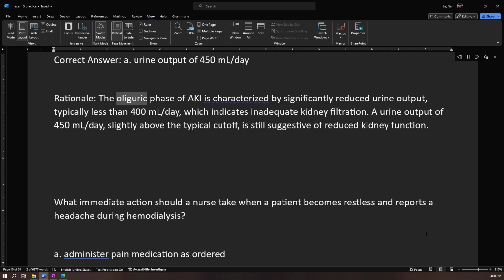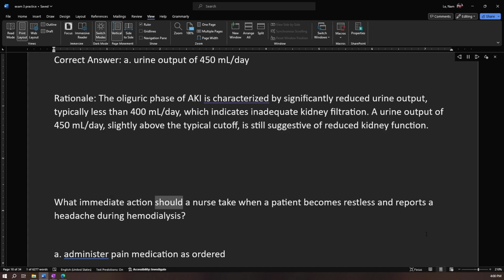Rationale: the oliguric phase of AKI is characterized by significantly reduced urine output, typically less than 400 milliliters per day, which indicates inadequate kidney filtration. A urine output of 450 milliliters per day, slightly above the typical cutoff, is still suggestive of reduced kidney function.